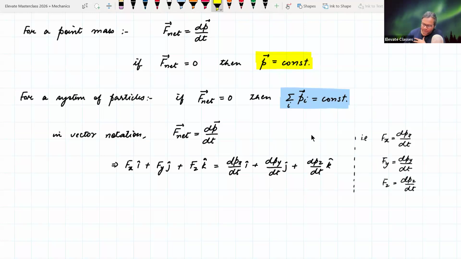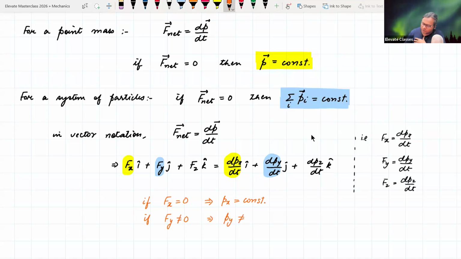Okay, so for example, fx is related to dpx upon dt. So if I tell you that fx is equal to 0, can I conclude that px is a constant of motion? Yes or no? Tell me. Even if fy is not equal to 0, that means py is not a constant of motion.